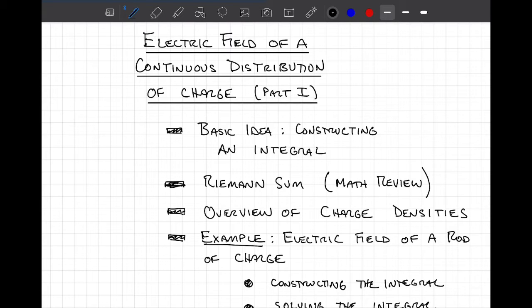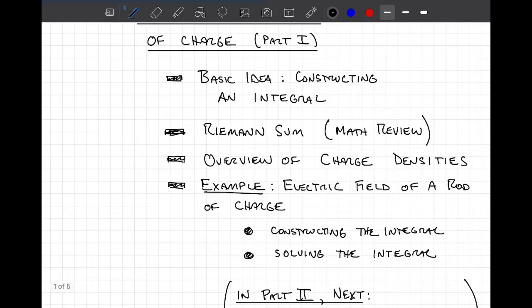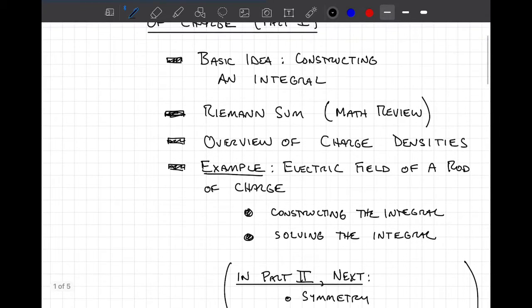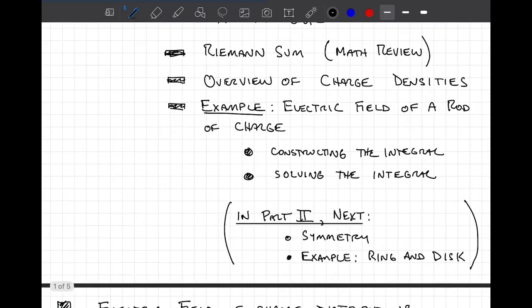Then I'll give you an overview of charge densities very quickly, the kind of charge densities that you might encounter and how they're used in problems like this. And then we'll do an example, which is that of an electric field of a rod of charge. Part of that will be the construction of the integral, constructing those sums, and then separately we'll solve the integral. That last part is really just a calculus problem, but I'll go through it for you as well.